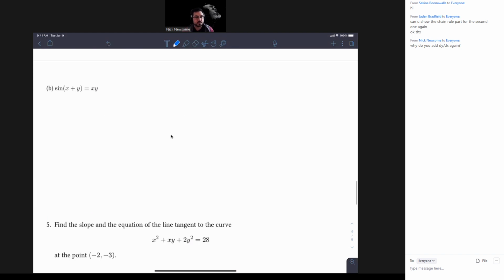Okay, so part B, we've got sine of (x plus y) is equal to x times y, and I want to find dy/dx. Notice there's nothing I can do to make this look like y equals stuff to do with x, because this x plus y is stuck inside of the sine. I can't do anything with this. So I have to use implicit differentiation.